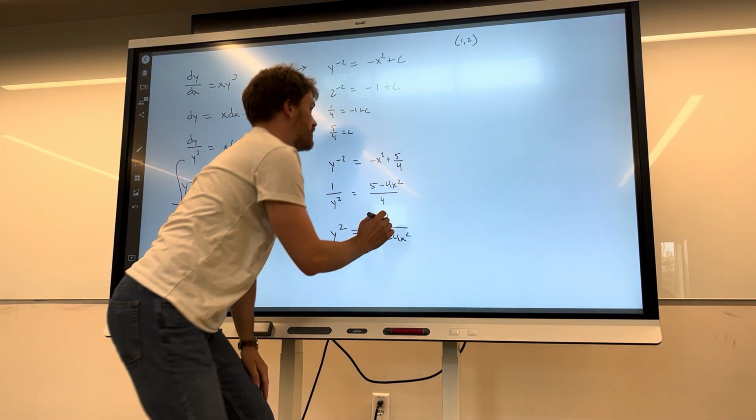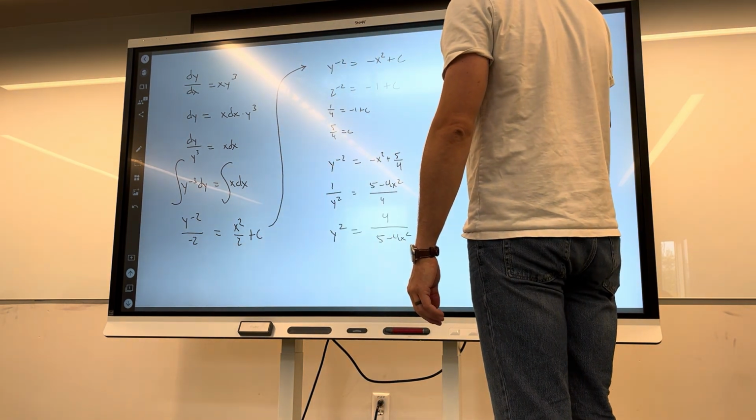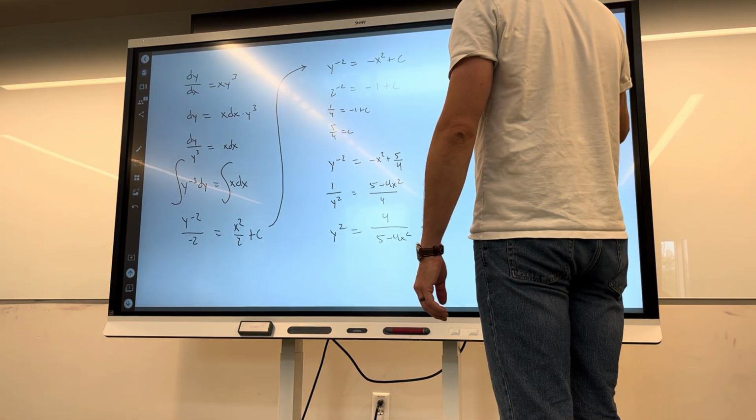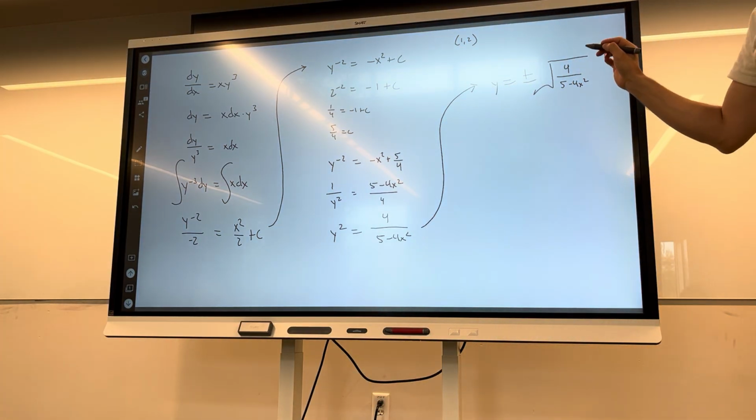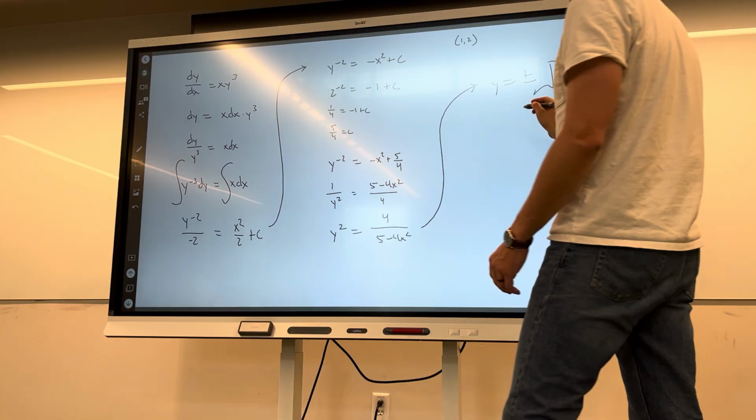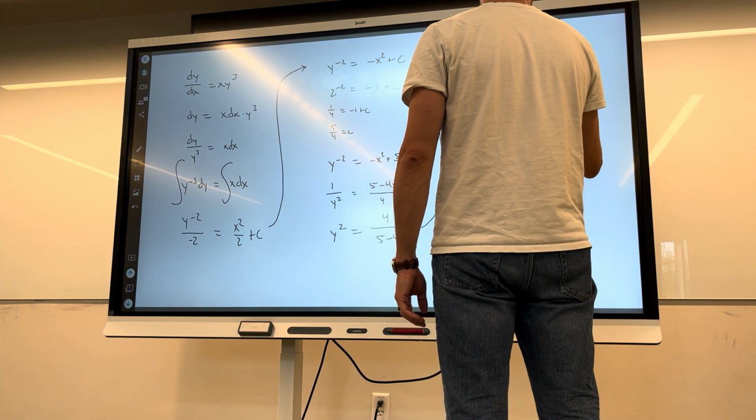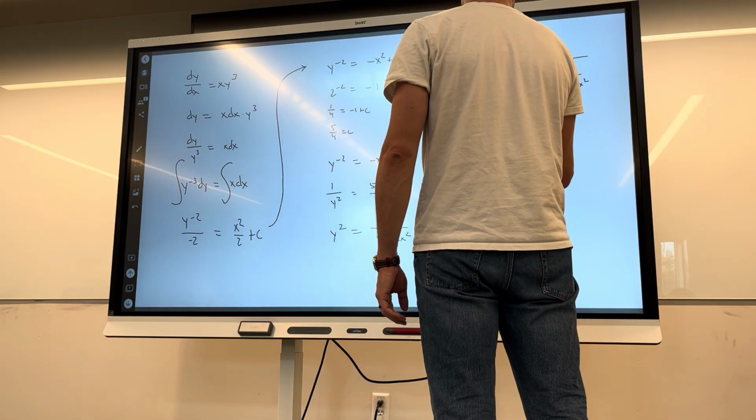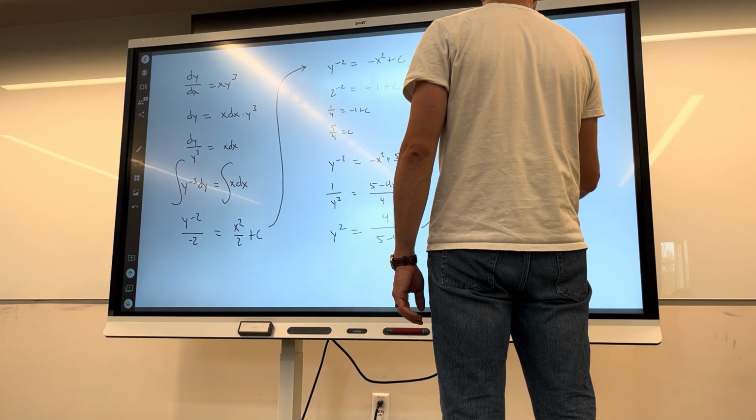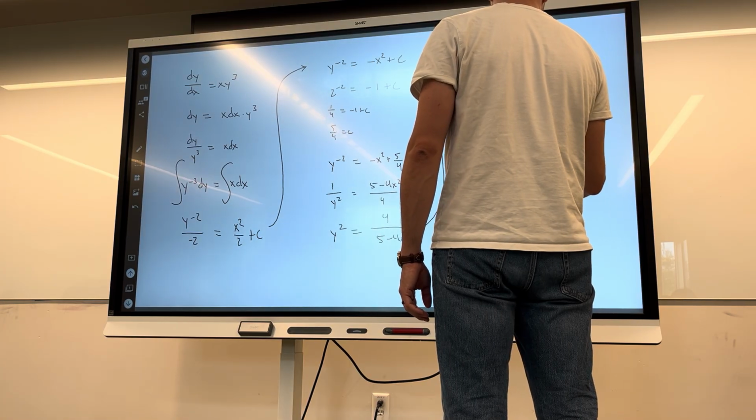Take a square root. Y equals plus or minus the square root of 4 over 5 minus 4x squared. Are we going to choose the plus or the minus here? Plus. Y equals the square root of 4 over 5 minus 4x squared, or probably better to write 2 over the square root of 5 minus 4x squared.